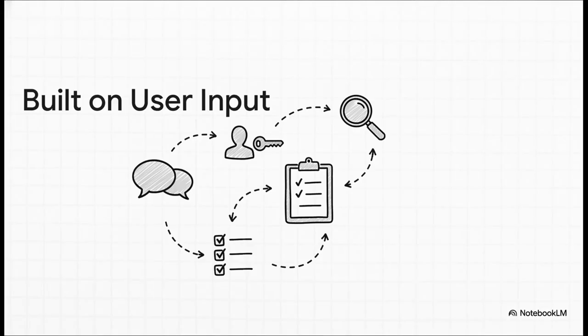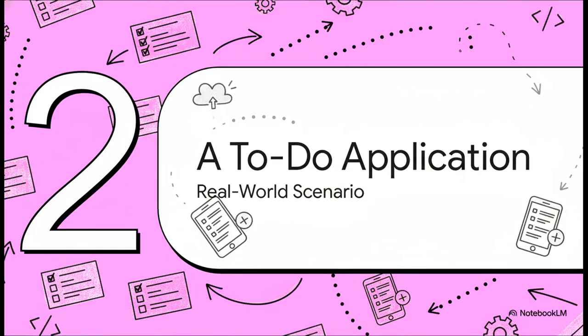Just think about the apps you use every single day. Logging in, searching for something, signing up for a new service, adding to a to-do list, or sending a quick message. All of these core actions are just about capturing your input and then showing it back to you dynamically. So, to make all this a bit more concrete, let's break down a simple to-do app. It is the perfect way to see how all these different pieces fit together in a real-world scenario.